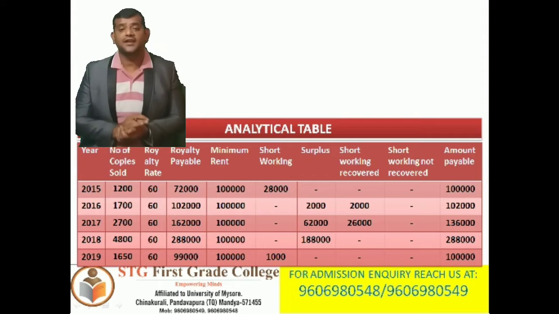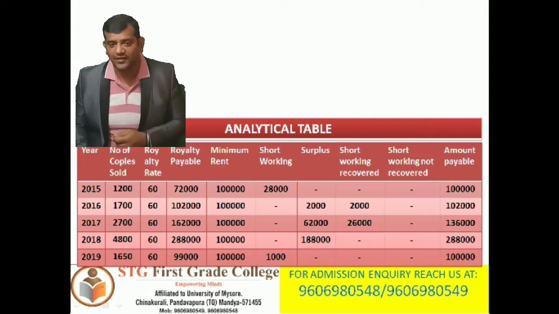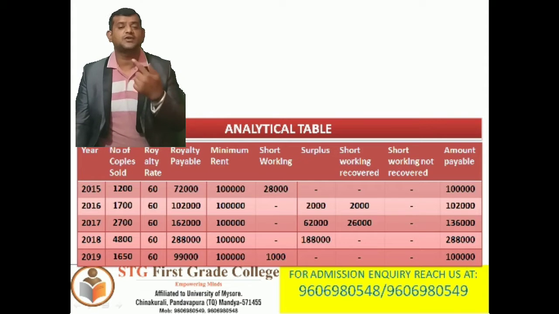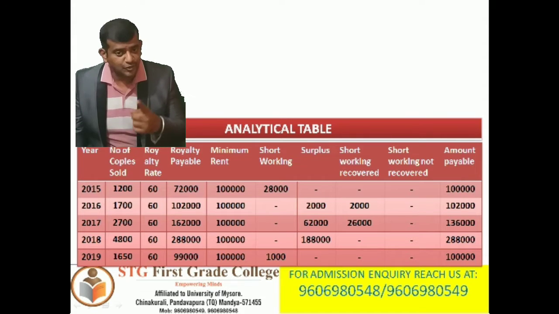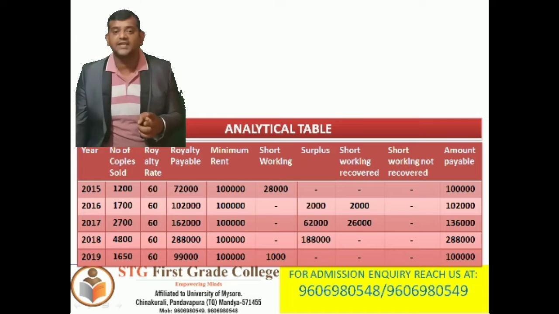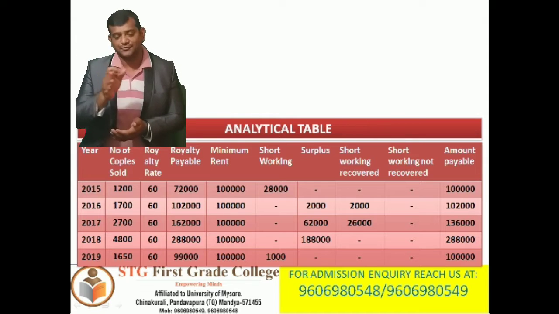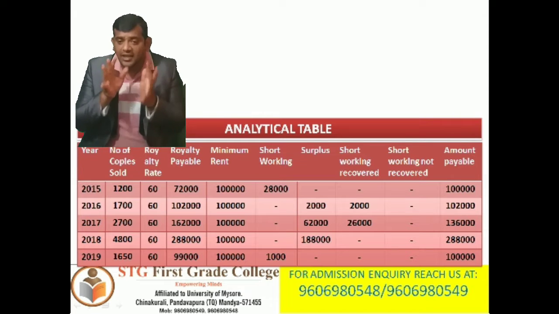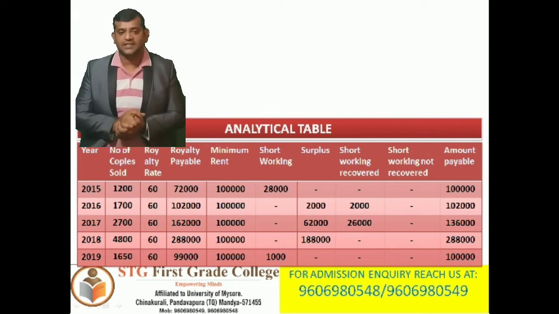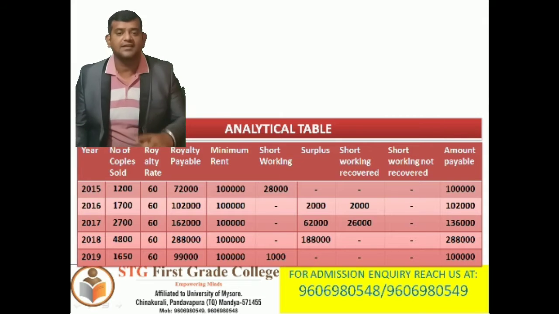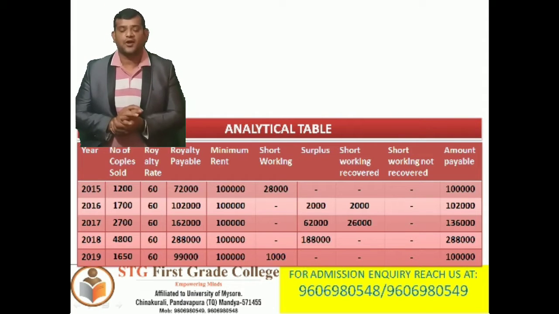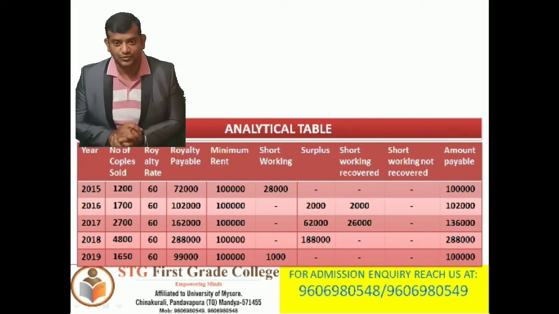Short working recovered: how much short working was there in the year 2015? 28,000, out of which we were able to recover 2,000 rupees in the year 2016. So the balance is 28,000 minus 2,000, 26,000. So we are recouping the short working of 26,000 in the year 2017. So the balance is 1,62,000 minus 26,000, so the balance amount payable is 1,36,000 rupees.